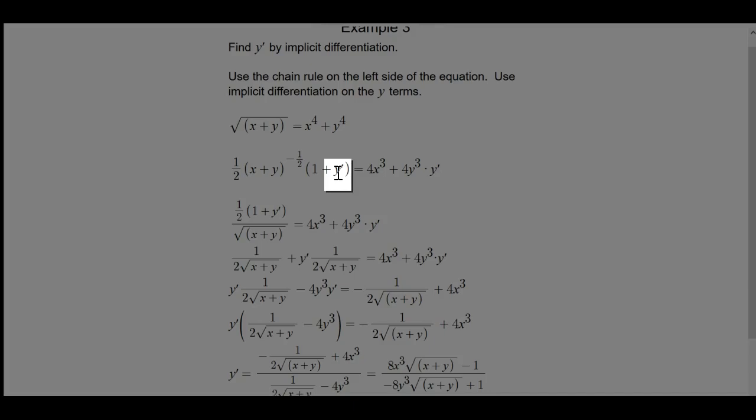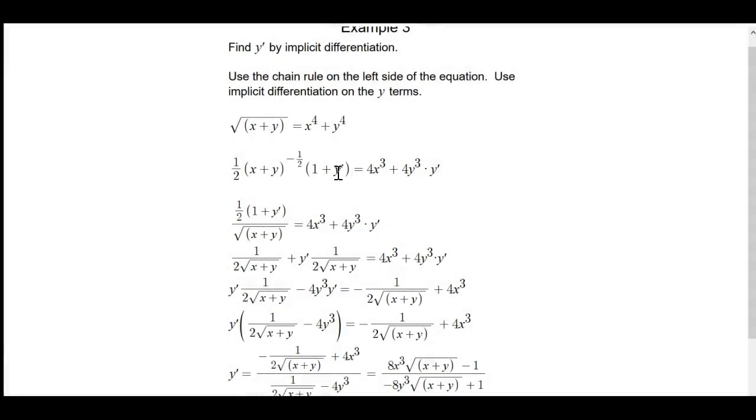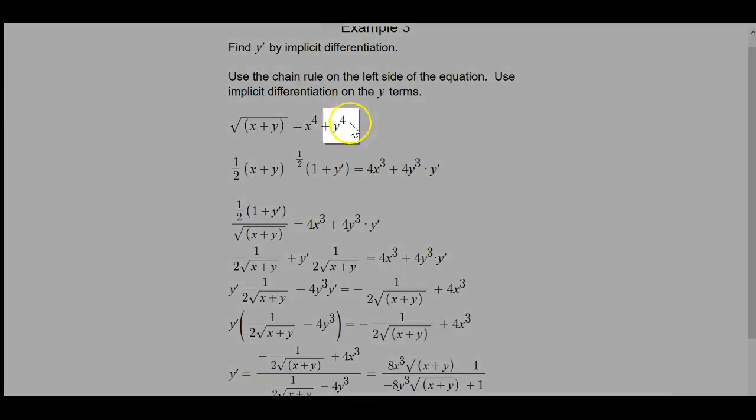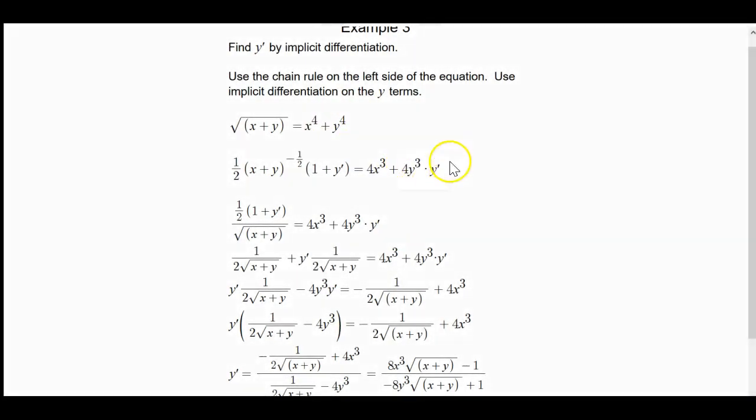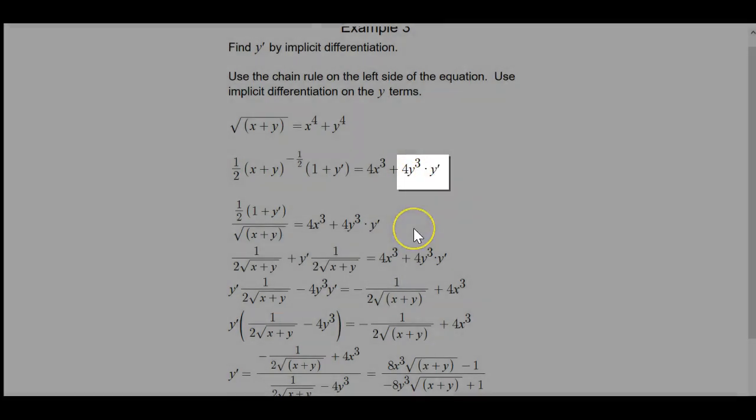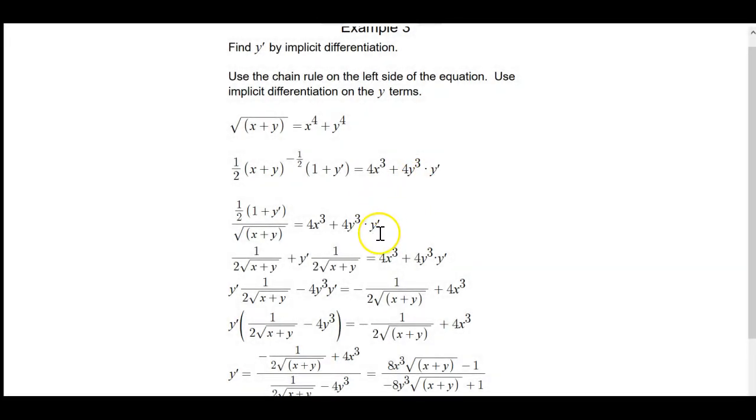So my outside function really doesn't apply here. This y prime is really just the derivative of the inside function. So when you see y by itself, it's just simply y prime. And then I differentiate the right side term by term. Again, this y to the fourth term results in this term. We need to solve for y prime.